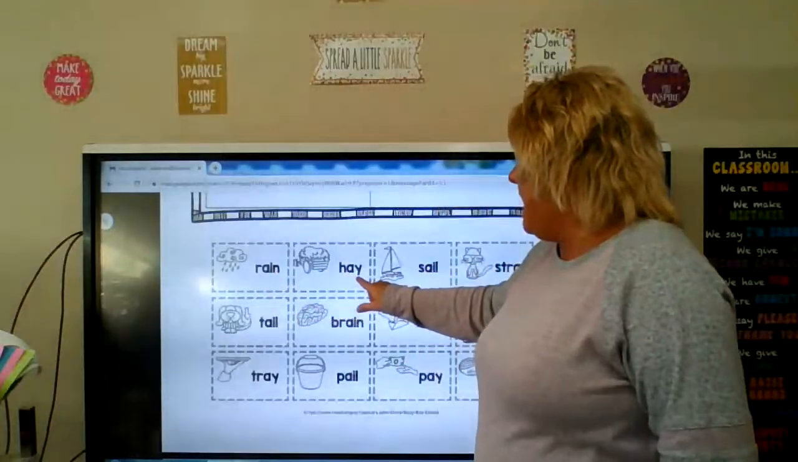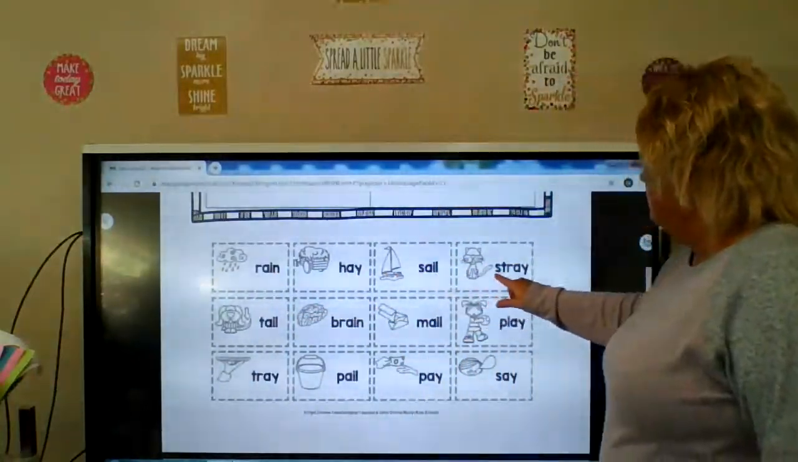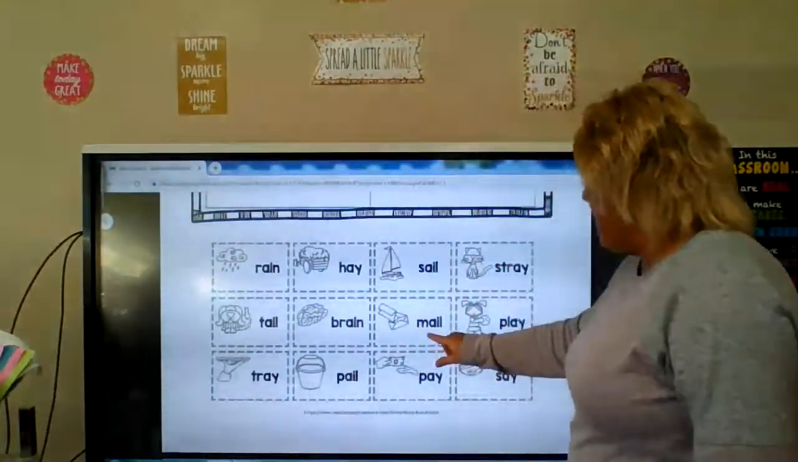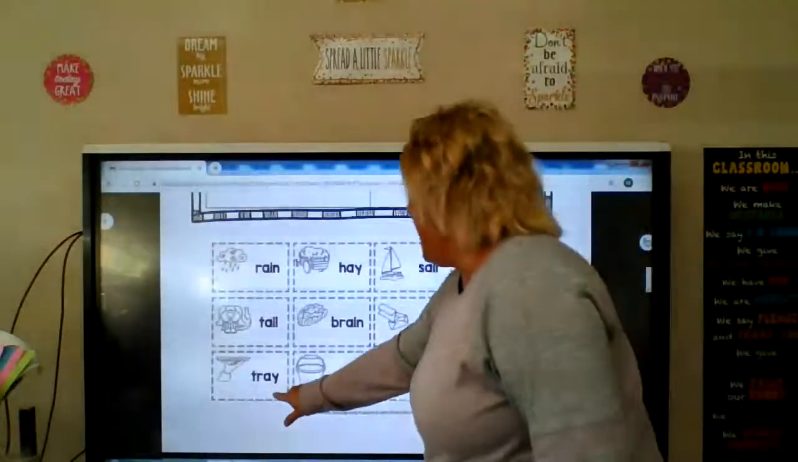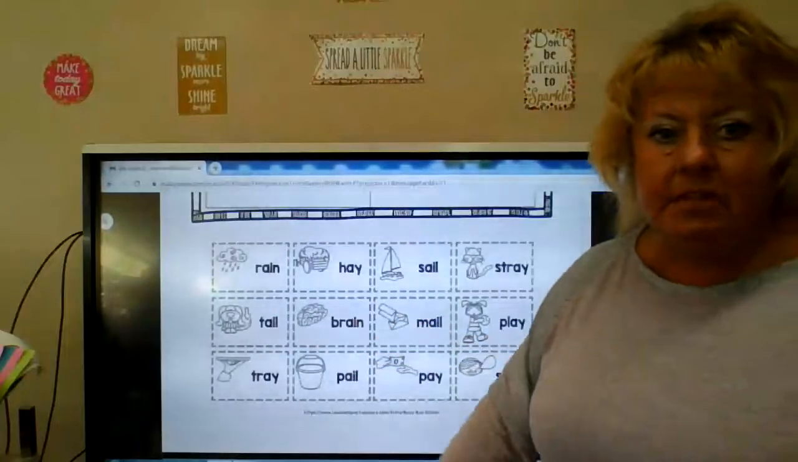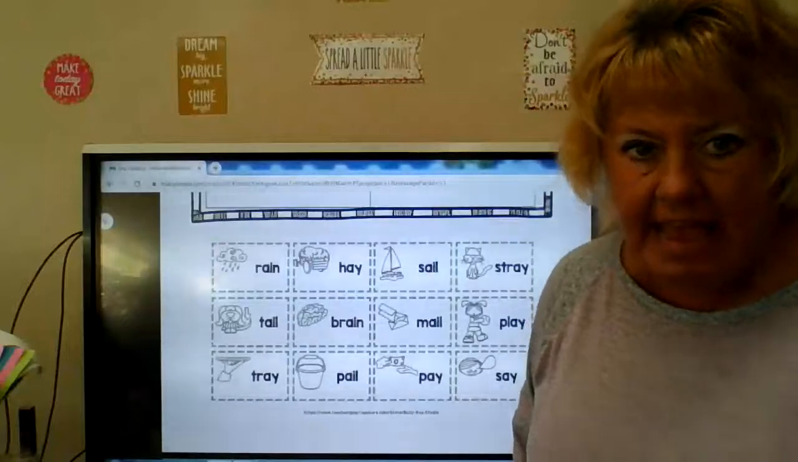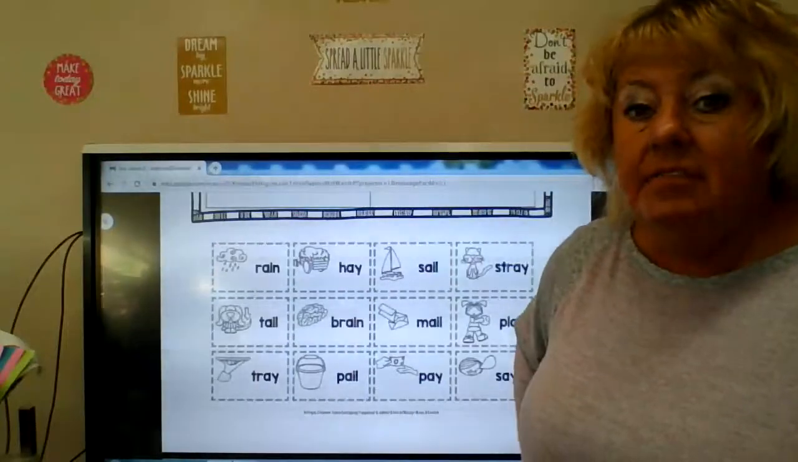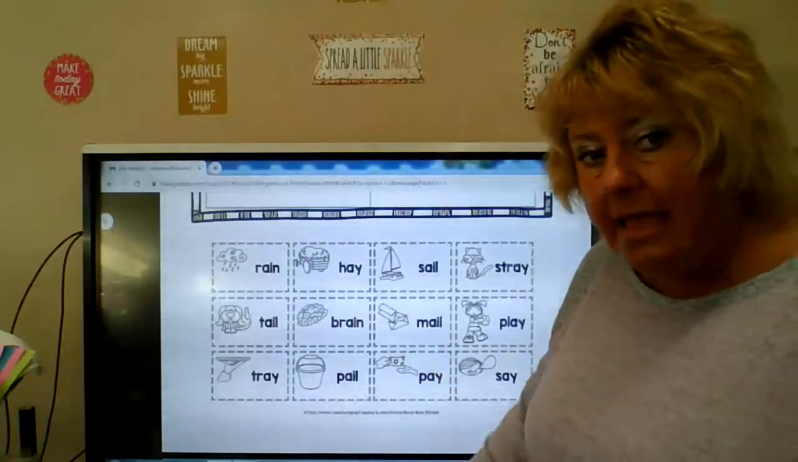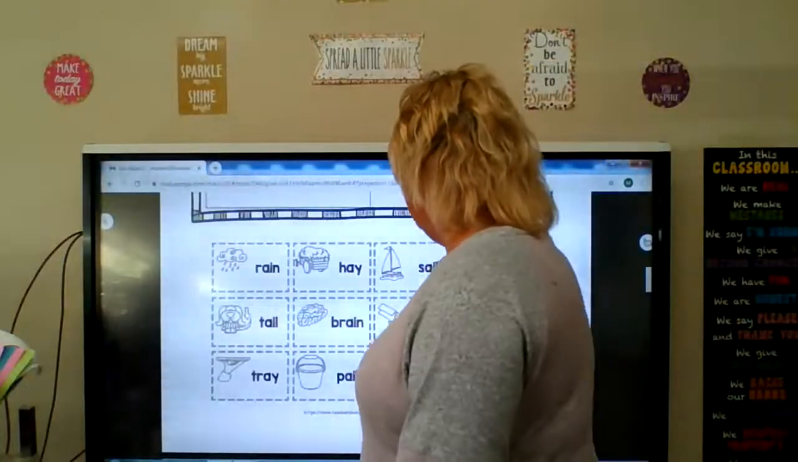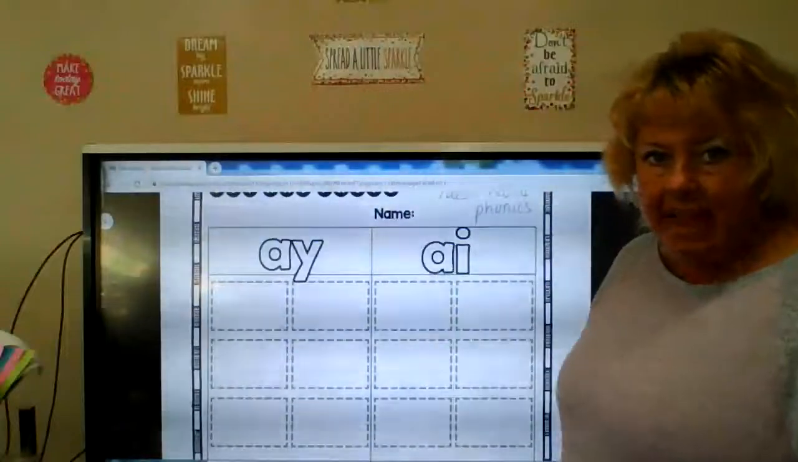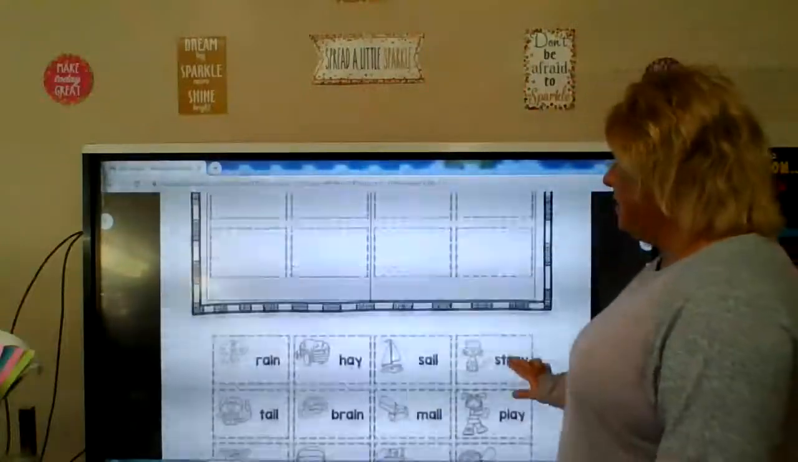Rain, hay, sail, stray, tail, brain, mail, play, tray, pale, pay, say. All of these words have long A. They have the A sound, right? If you hear A in the middle, it's AI. If you hear A at the end, it's AY. So we're going to cut out rain. Rain has AI, so it's going to go under the AI side. Okay? That's how you do that page.